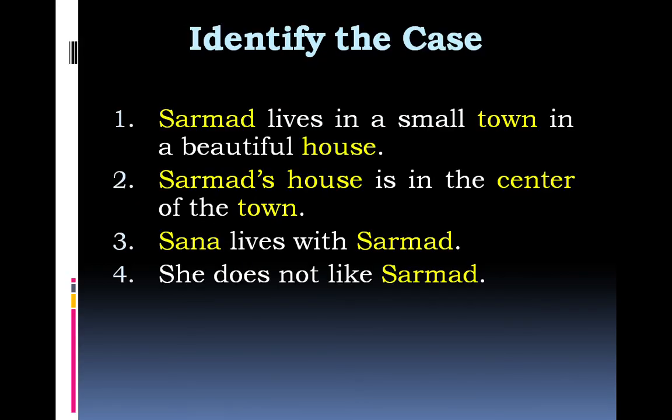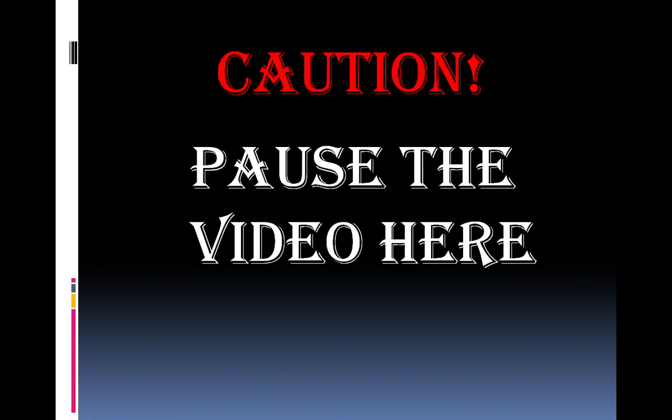And now the activity time. You have to identify the case of nouns in yellow color. Remember the care that you have to take. Pause the video here. I'm giving you time for that. Attempt the activity. At the end, you'll find the answer key. Then you'll match your answers with the answer key. Stop here, please. Don't go ahead. Just go back. Attempt the activity first. Don't look at the answer key in advance.